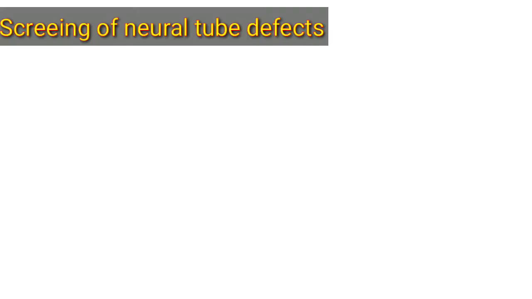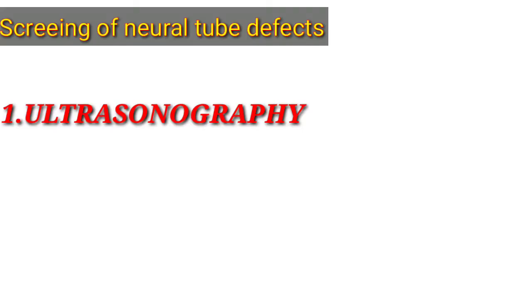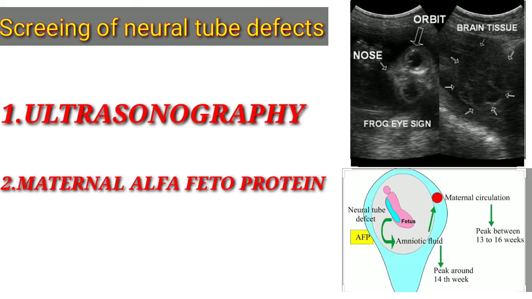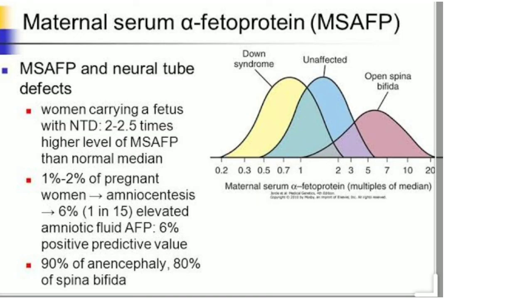Screening of neural tube defects. Neural tube defects can be detected by ultrasonography and increased maternal serum alpha-fetoprotein during 16 to 18 weeks. In the amniotic fluid, estimation of alpha-fetoprotein and acetylcholinesterase helps in detection of neural tube defects.